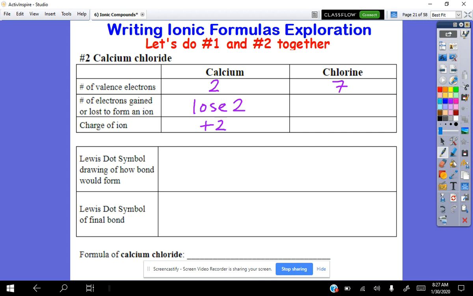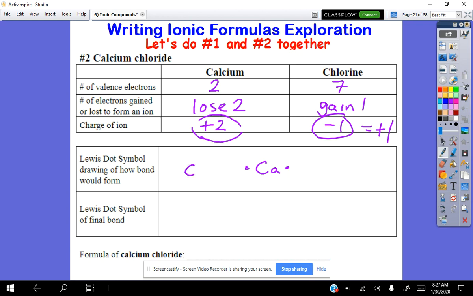For chlorine, I can either lose my 7 or gain 1. It's easier to gain 1, so I still end up with a 1- charge. Now, if I added these two charges together, +2 and -1, I get a net of +1, which is not a neutral compound. So I have to figure out exactly how to represent this with Lewis dots, because things are going to get a little tricky.